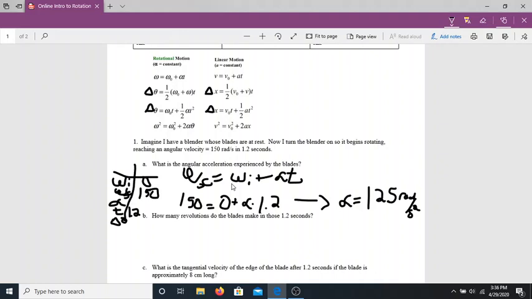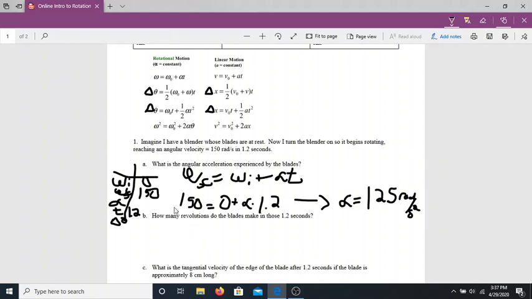Now, part A wants us to find the acceleration. Part B is asking something slightly different. It says, how many revolutions do the blades make in those 1.2 seconds? Usually, when we talk about rotational motion in everyday life, we talk more about revolutions than about the number of degrees or radians I go around. Like if I said, I went on this merry-go-round and I covered 3,000 degrees, that wouldn't make a ton of sense. But if I said, I went around 8 times before the ride stopped, that would make much more sense to who you're talking to.